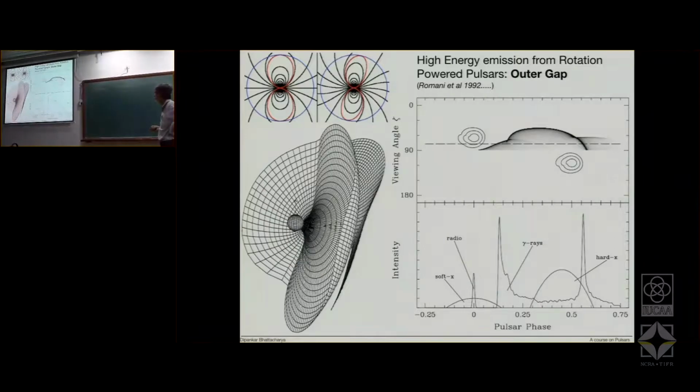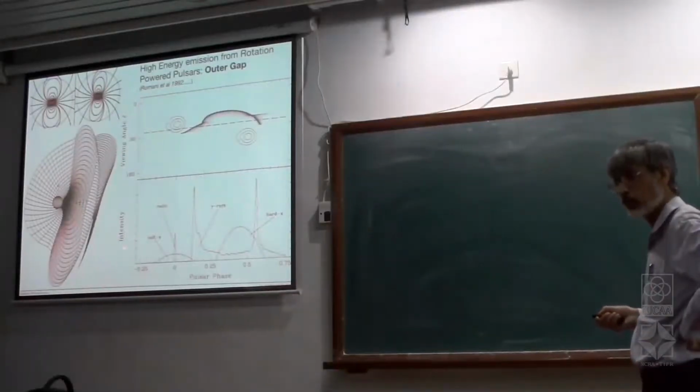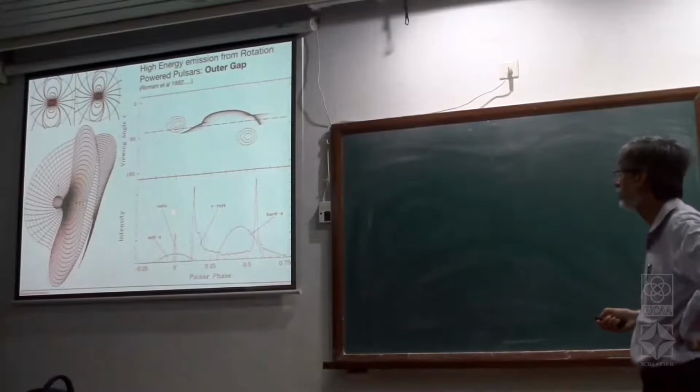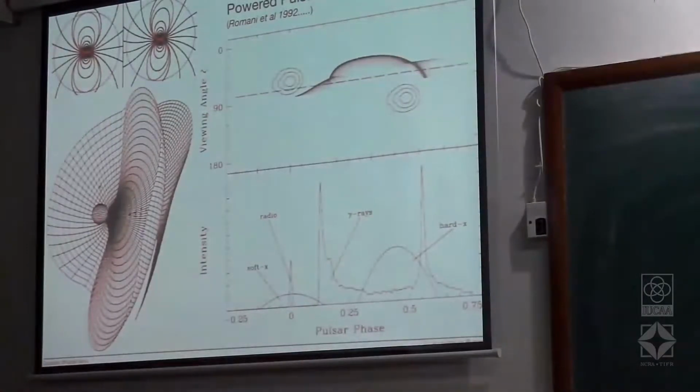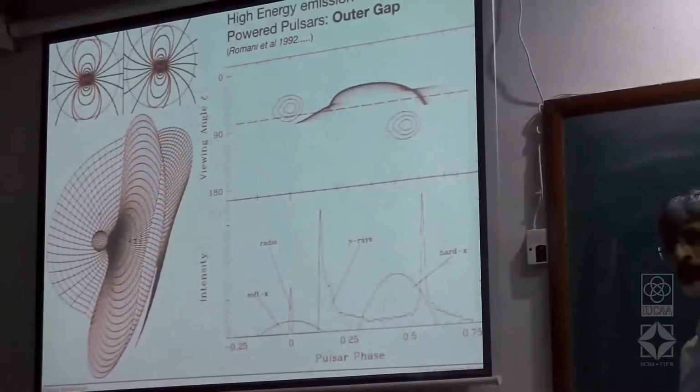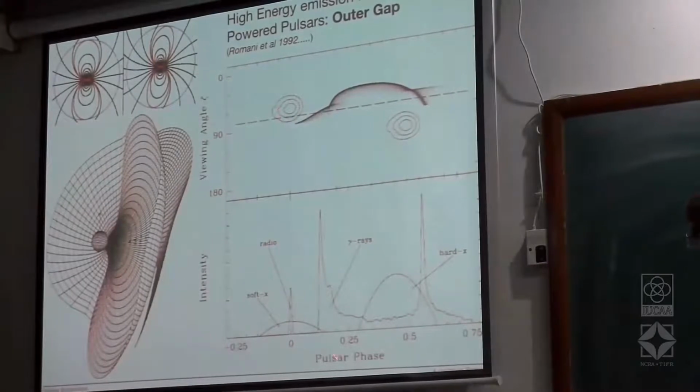So this part is attributed to the polar cap. So you have soft X-ray emission, which is the heated emission from the polar cap, and the radio emission is attributed close to the stellar surface, so it is more or less aligned with the polar cap emission in soft X-rays. And this is the other pole.